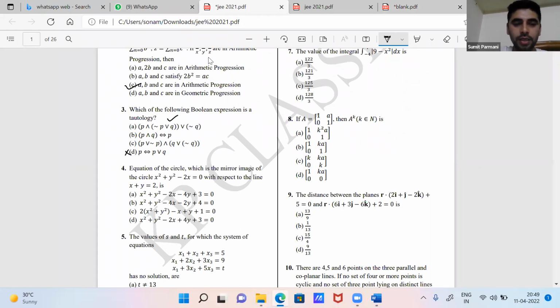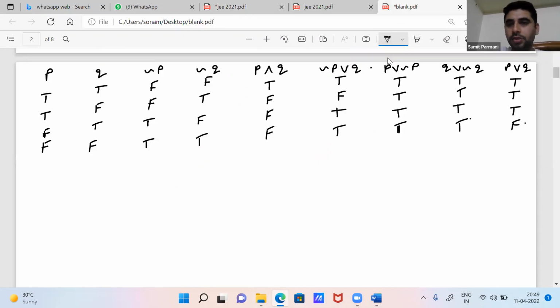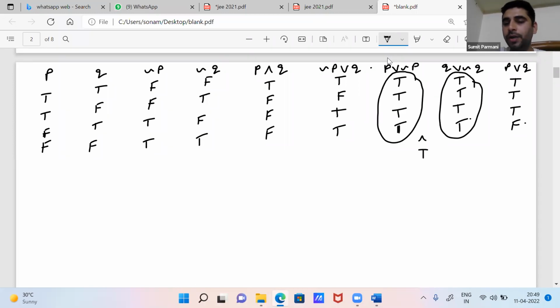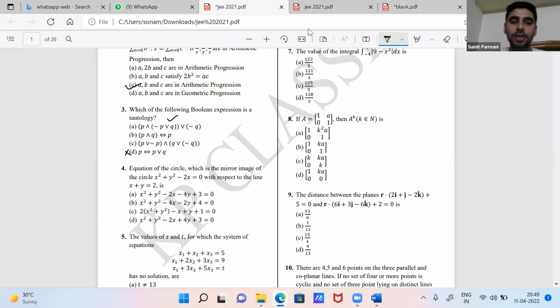Now for this, P or negation of P and Q or negation of Q. P or negation of P all are true. Q or negation of Q all are true. So with the and operator, we will get true. So this is a tautology actually. So the answer will be option C for question number 3.